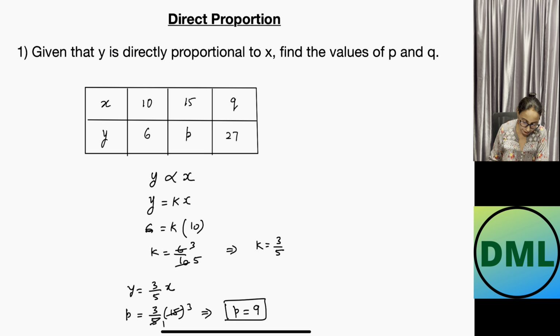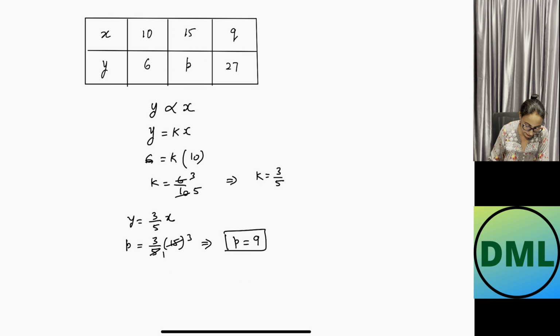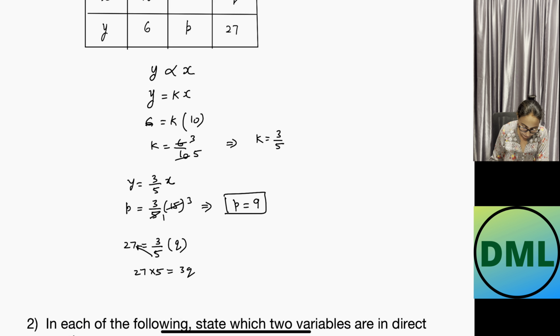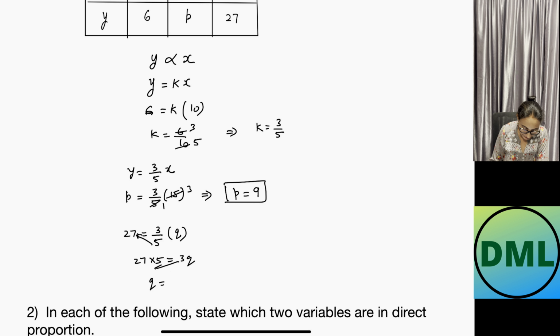Let's find out the value for q. Q is the x value. At q, the y value is 27. Let's substitute this value here. When y is equal to 27 is equal to 3 by 5, x value is q. Let's do the cross multiplication here on this side. 27 multiplied by 5 is equal to 3q. Q will be given as, divide 3 on this side, that will be equal to 27 multiplied by 5 over 3. If I cancel this out with 27, 3 ones are 3, 3 nines are 27. The value for q is 45. This is my q value.